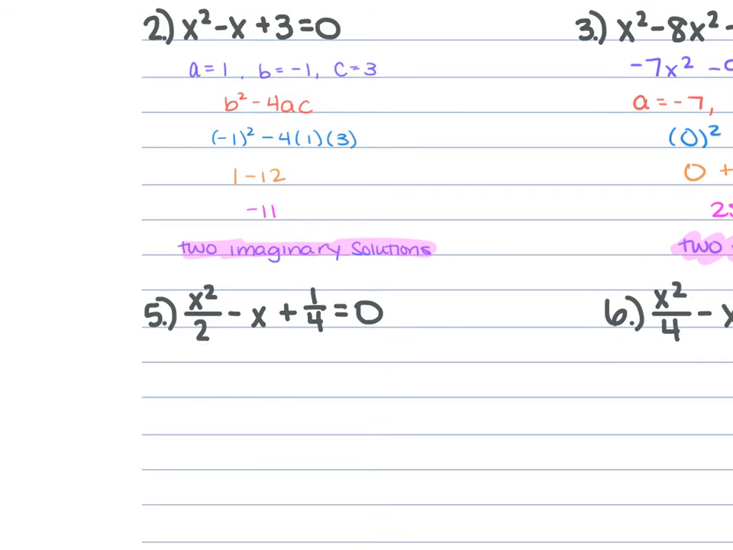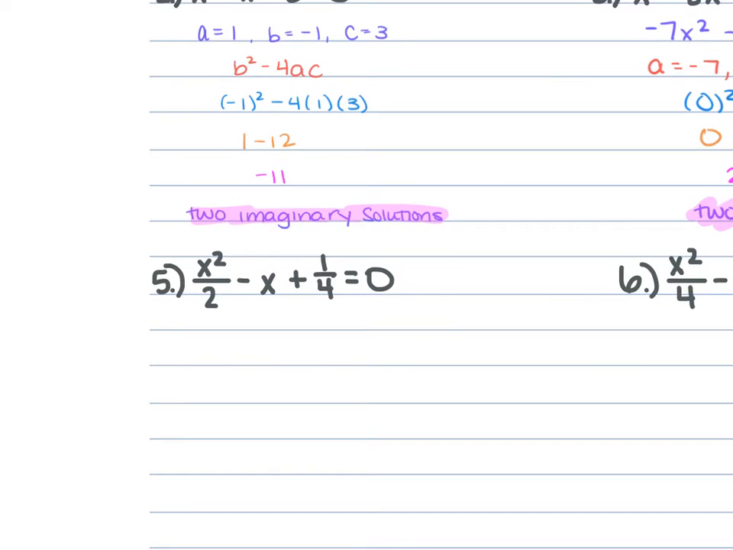For 5, we're given x squared over 2 minus x plus 1/4 is equal to 0. So our A is 1/2, our B is negative 1, and our C is 1/4. So we have negative 1 squared minus 4 times A, which is 1/2, times C, which is 1/4.